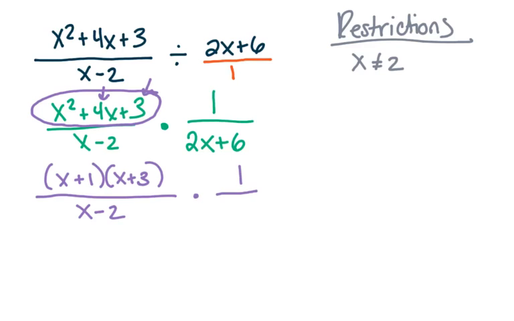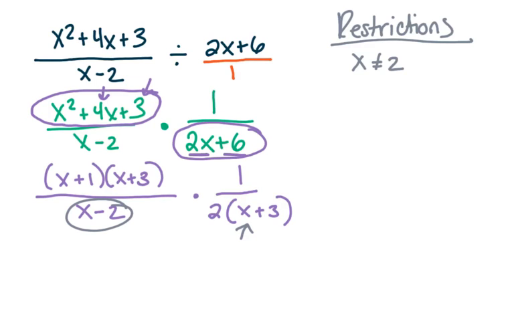I'm also going to factor the bottom of this by pulling out the GCF. So the GCF, remember, is the greatest common factor. It's the greatest thing that goes into 2 and 6, which is 2. And when I pull that out, I'm dividing, so I'm left with an x and a plus 3. And so then I'm going to add to my restrictions. This hasn't changed, but for this one, x cannot equal negative 3.